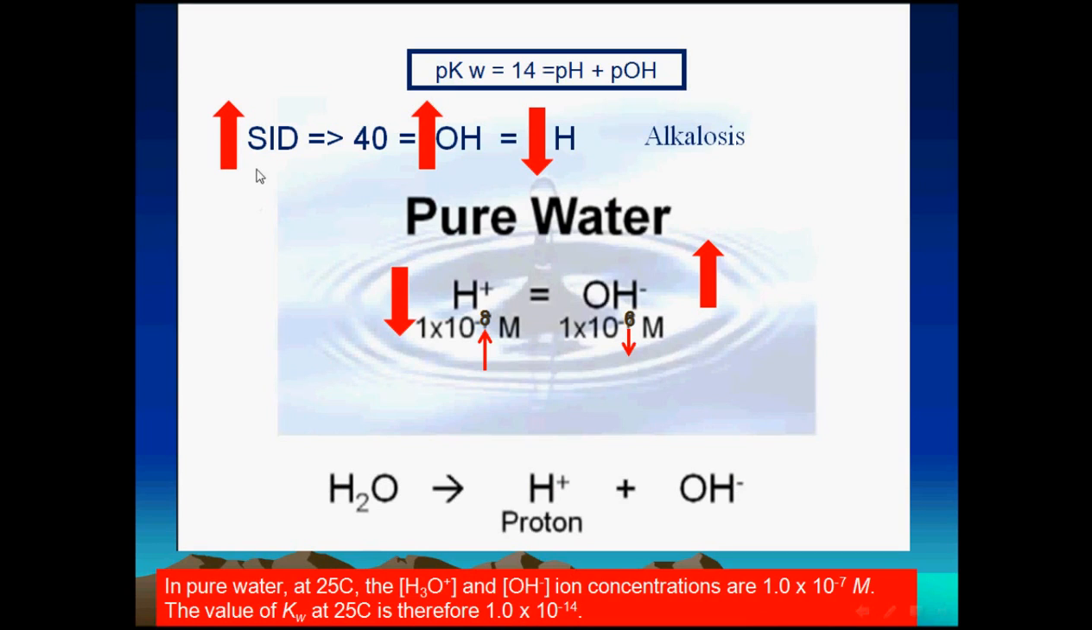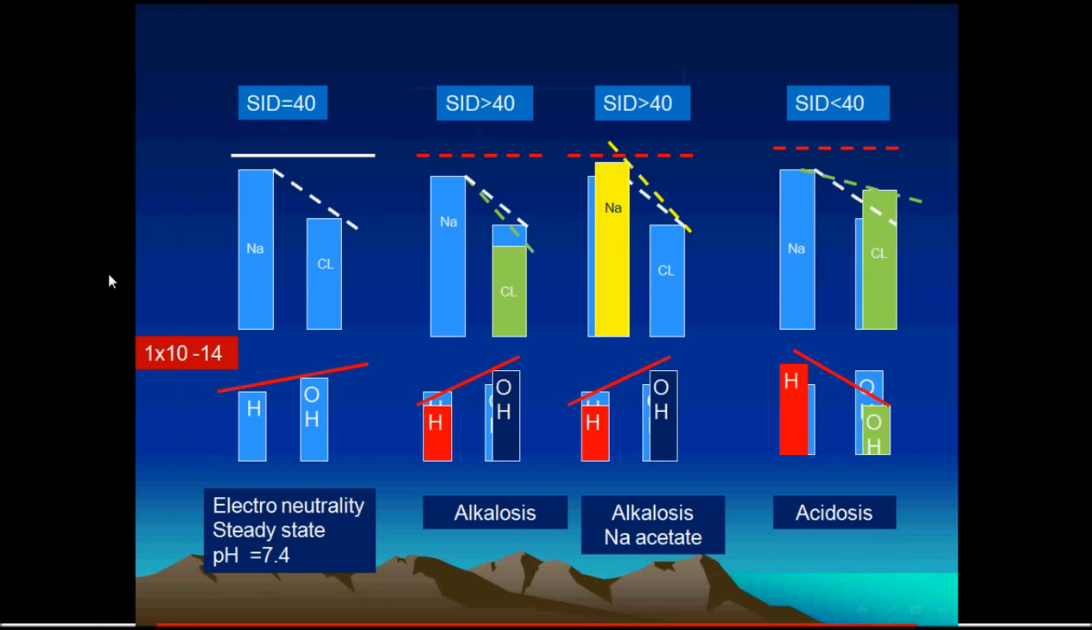The same thing you can look at it. Strong ion difference, which is the difference between sodium and chloride, if it is more than 40, this means that we are dealing with increase in the bicarbonate or increase in the hydroxyl group. Increase in the hydroxyl group concomitantly will be associated with decrease in the hydrogen ion. Decrease in the hydrogen ion, this means increase in the pH. And so this is an alkalosis because this plus that should equal the pK 14. Increase in the OH will be associated with decrease in the hydrogen ion in order to give us finally pK 14.